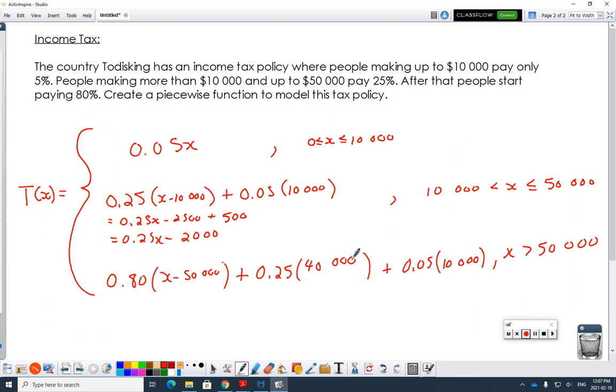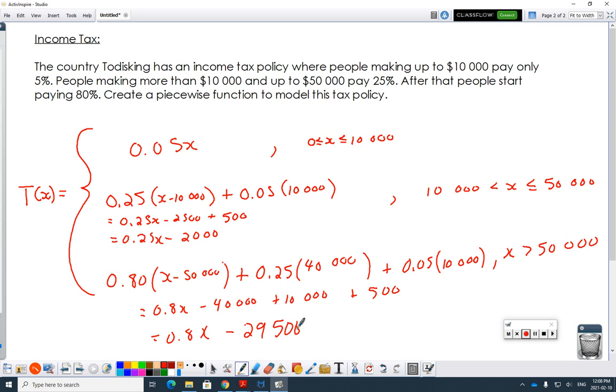The answers in the back of the book are extremely confusing because they multiply it out and collect up like terms, making numbers that don't really fit with reality. But I'll let you think about it for a minute while I do it. 0.8x minus 40,000 plus 10,000 plus 500. And I get 0.8x minus 29,500. Now it's really hard to comprehend what the heck is going on here.